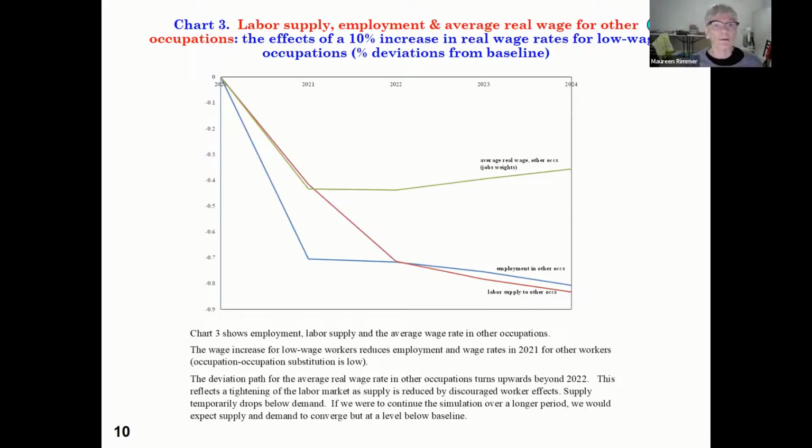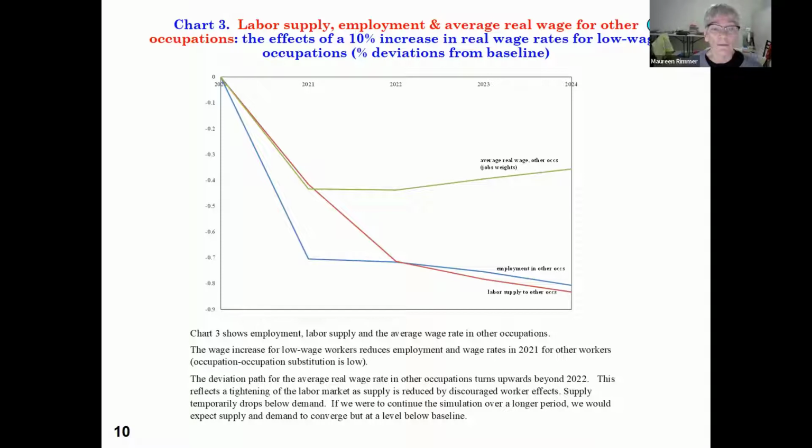But what about the supply and employment and average real wages of the other occupations? Well, we have an occupation substitution elasticity that's very low. So when you put up the wage of the low wage workers and drive down the employment in each industry of low wage workers, the high wage workers go down as well at the same time because of the low substitution elasticity. You can't substitute easily from one to the other. So the employment of the other occupations falls sharply in this simulation.